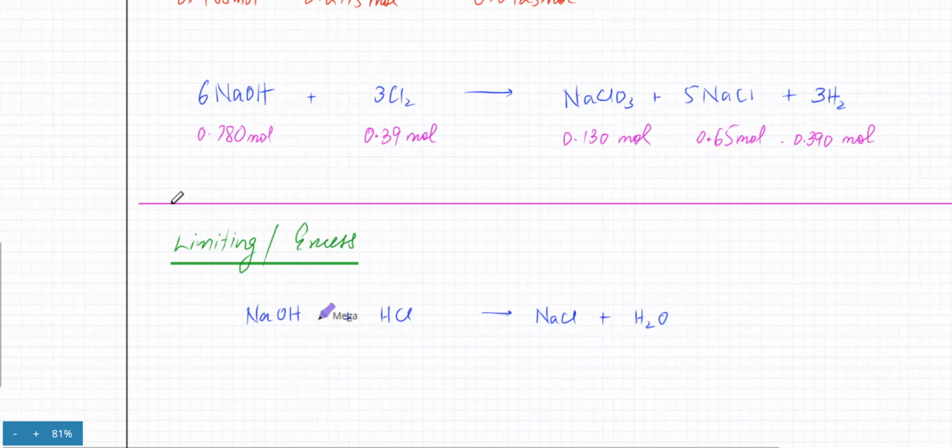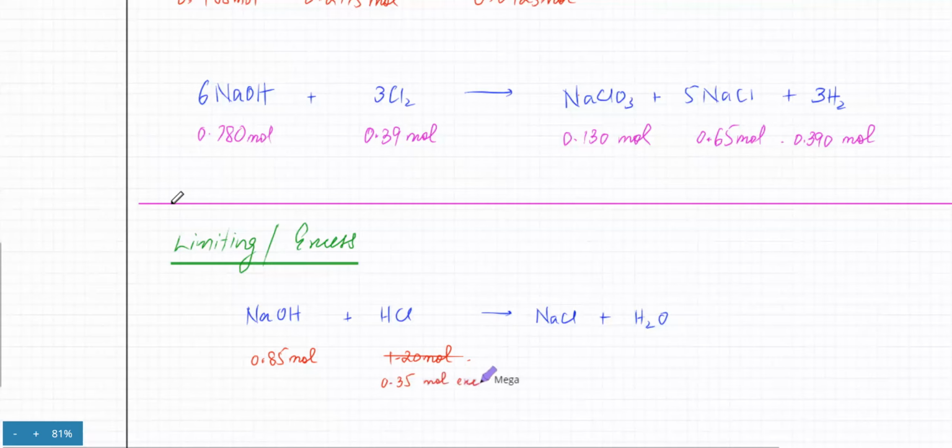Now, what's going to happen if you have 0.85 moles of NaOH and you have 1.20 moles of HCl? They should have reacted in a 1 to 1 ratio. But then the sodium hydroxide is going to run out first, and then there's going to be excess HCl. So how much excess HCl do I have? I think it's 0.35 moles. Yep.